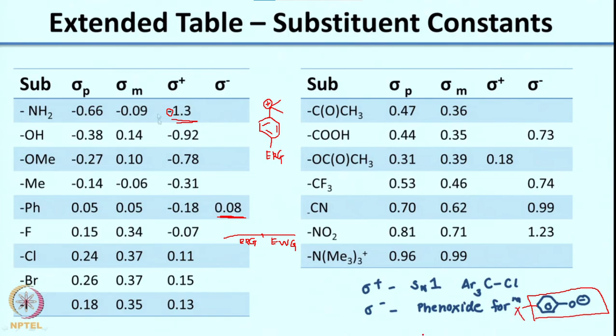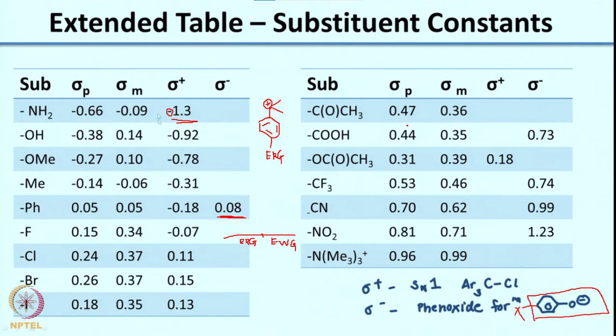Now while talking about the halogens, in the case of halogens you can observe that the inductive effect is more compared to the mesomeric effect. While the inductive effect increases, the stability of the carbocation decreases. That's why the value decreases here. You can compare the values, right? The inductive effect is more compared to the mesomeric effect.